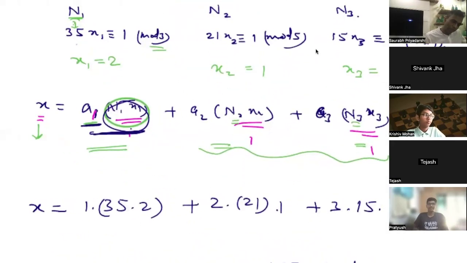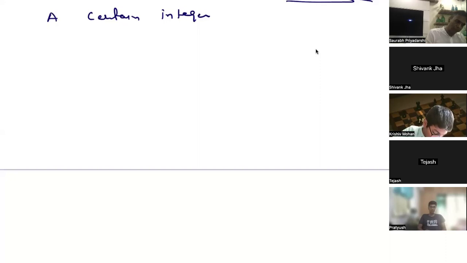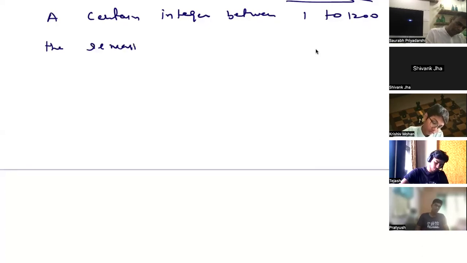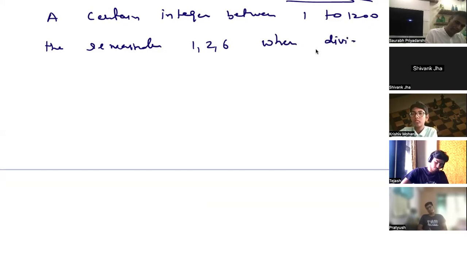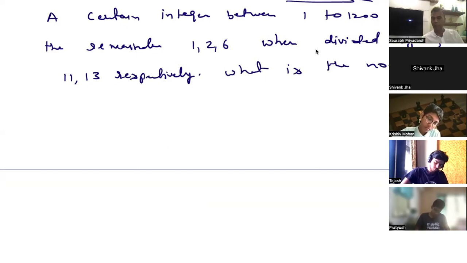Okay. So if I'm giving you the same thing: a certain integer between 1 to 1200 leaves the remainders 1, 2, 6 when divided by 9, 11, and 13. What is the number? Same question in words.